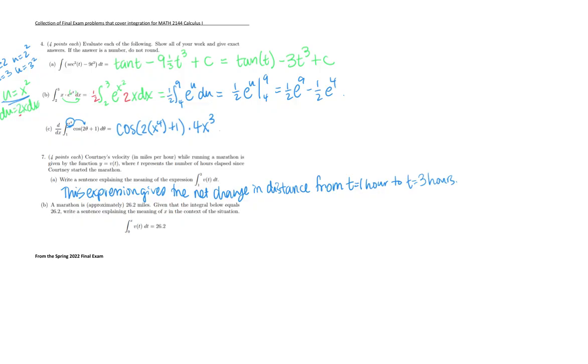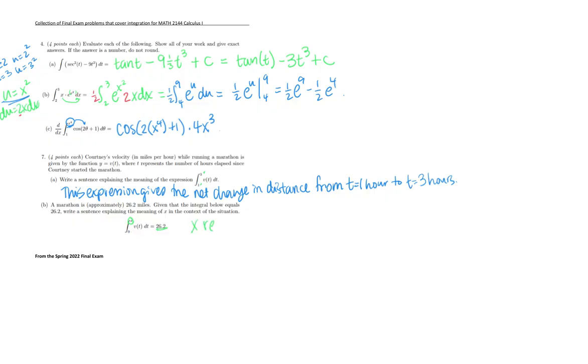Okay, now it says a marathon is approximately 26.2 miles. Given that the integral below equals 26.2, write a sentence explaining the meaning of x in the context of this situation. So the x is a top bound. So if I look in this one, I notice that the 1 and 3 are time values, right? So I want to know the amount of time. So from 0 to what time value will her total distance equal 26.2?